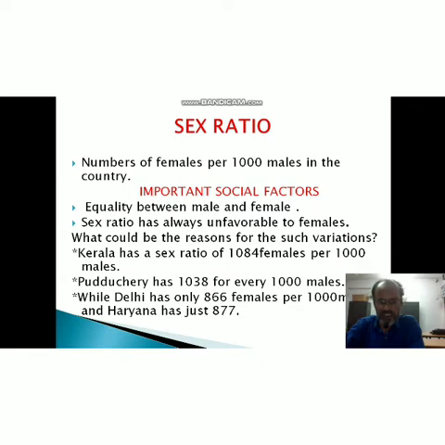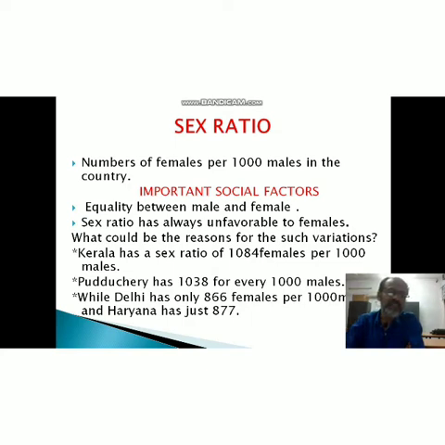What could be the reasons for such variations? There are so many reasons. Insecurity is there. But in Kerala, if we see, the sex ratio is 1084 females per thousand males. Puducherry has 1038 females for every 1000 males. That means 1000 males are there and 1038 females are there.